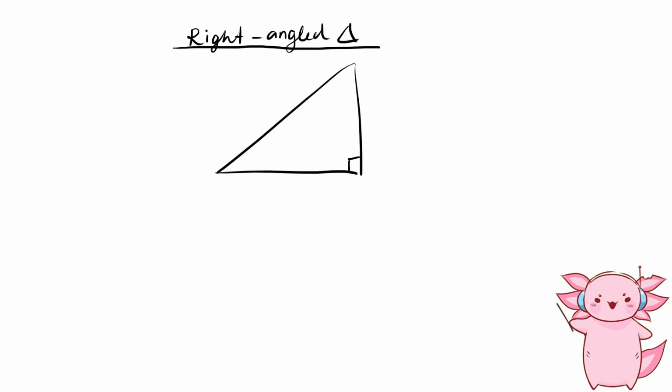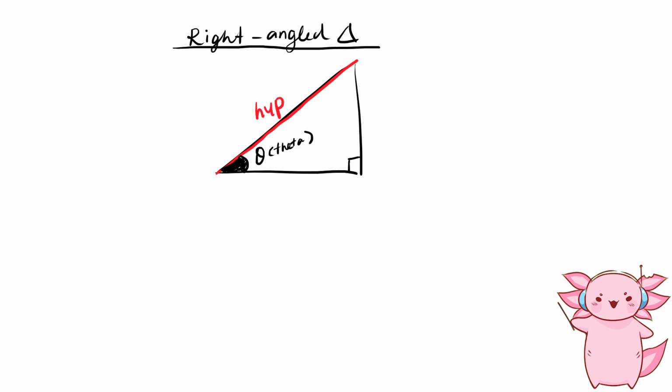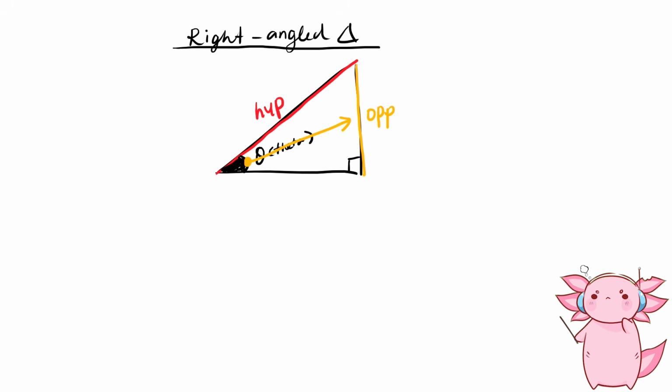Continuing with our favorite right-angled triangle, let's mark out the hypotenuse and the angle theta over here. Now there's two other terms. The first is the opposite side, where we take this angle and we cross over to the other end, kind of like crossing the road, and the remaining side is called the adjacent.